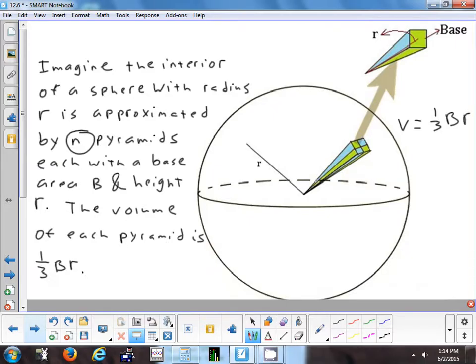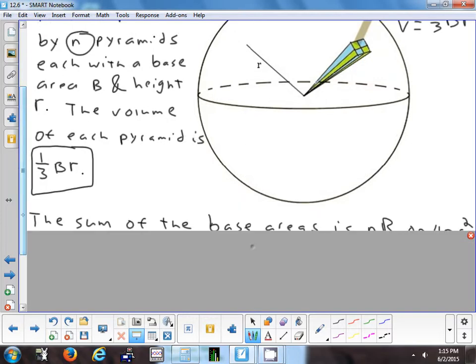So when we find the volume of a pyramid, what's the fraction we need in front? Because it's a pyramid, the same thing as for a cone. Yeah, 1/3. 1/3 times the area of the base times the height. What's the height of the pyramid? Yeah, it's the radius of the sphere. So the volume of each pyramid is 1/3 the area of the base times the height, 1/3 BR. Any question on that?